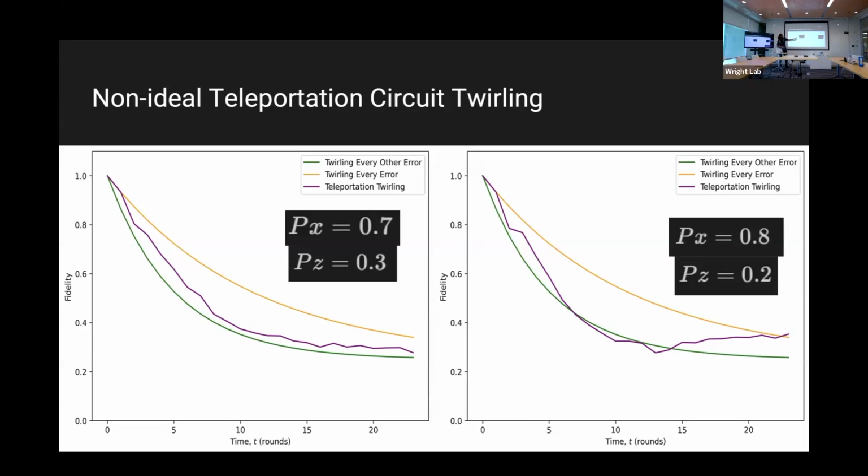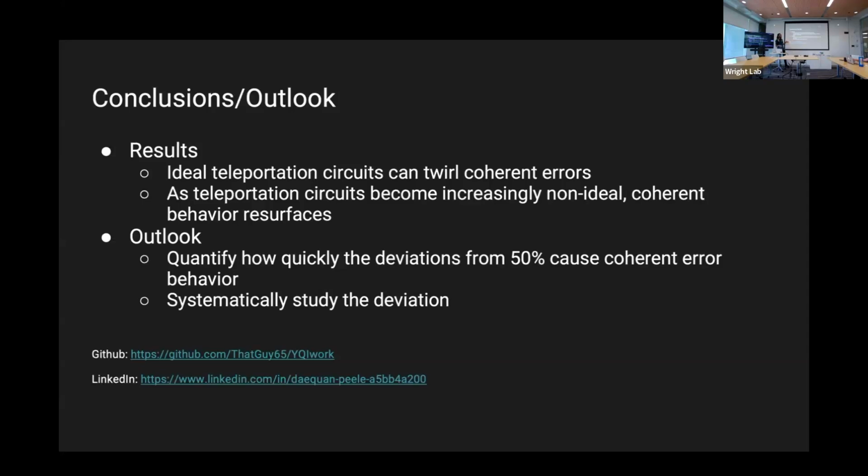And eventually you can get to the point where, for example, in this graph, the probability of X is decently high. The effectiveness of twirling via teleportation actually is not as effective as if you were to just twirl every other error at some point over time. And so that is, I guess, the extent of my research. The further results would be to quantify how quickly that deviation from 50% will cause a coherent error, and to systematically study that deviation.